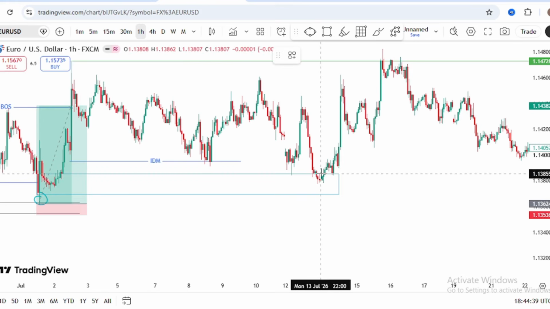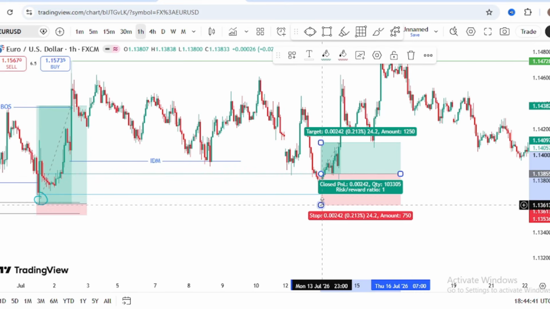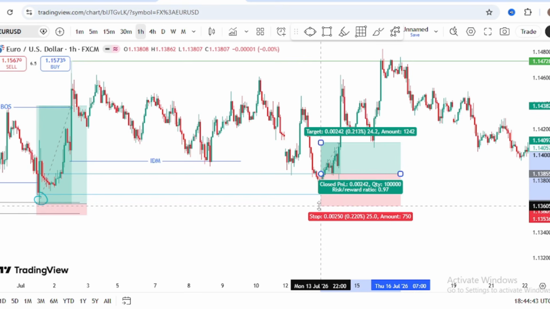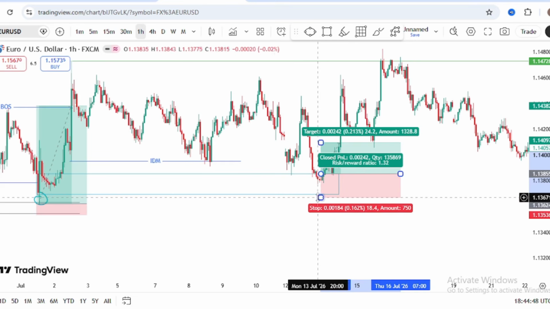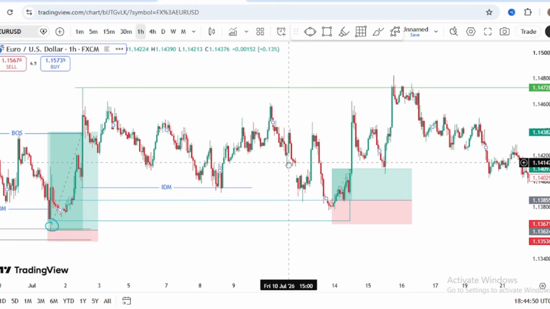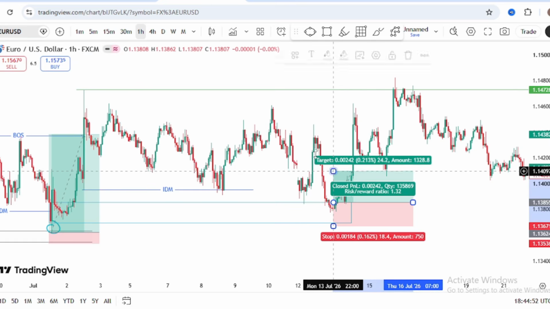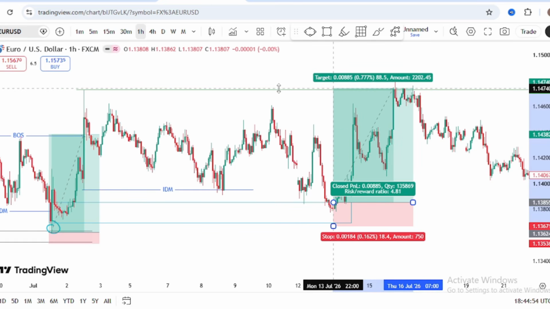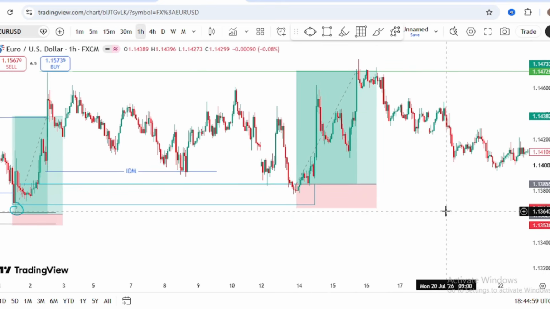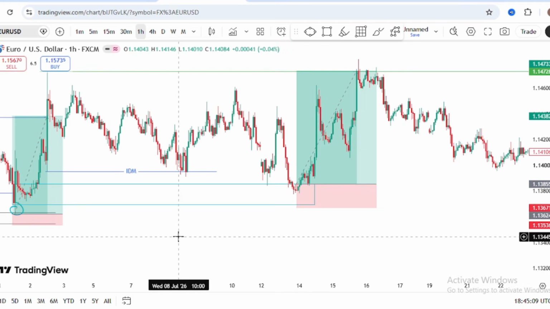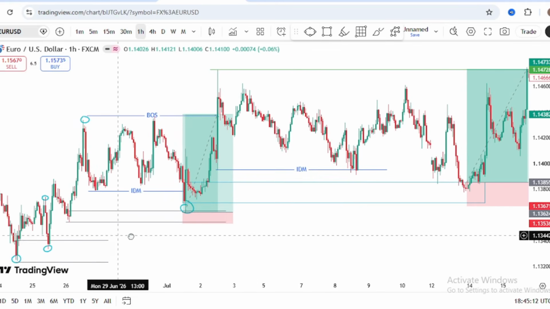Adjust the stop loss slightly below the order block candle, which is here, slightly below it, then target the next swing high. This is how to trade order block. Practice this and you will get to understand. We can look at a bearish example.